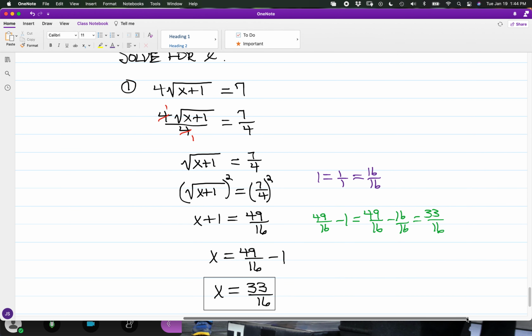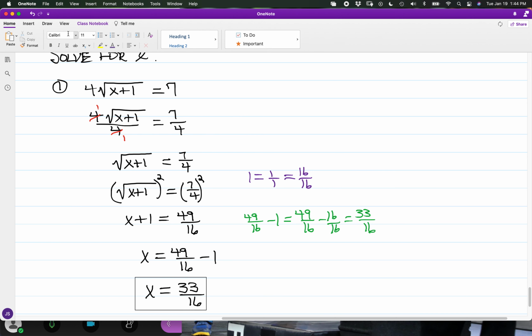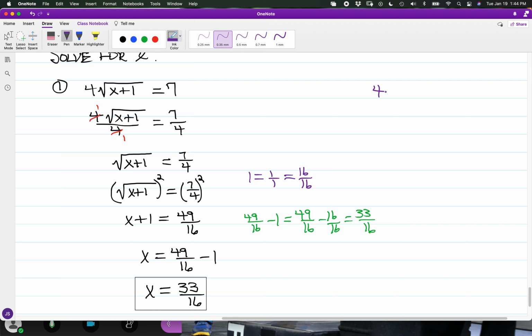Another way of going about this is that if you have 4 times the square root of x plus 1 is equal to 7, and let's say you just don't want to deal with fractions, especially those that do not reduce to whole numbers, what you can do instead is go ahead and square both sides.